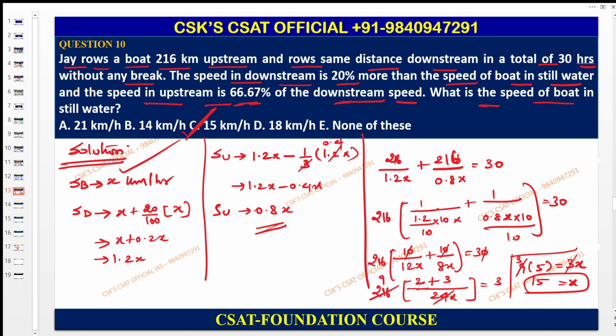The answer: you need to find out the speed of the boat. The speed of the boat we took as x. So the answer for this question is x only. What is x? 15. So the answer for the question is 15 km/h.